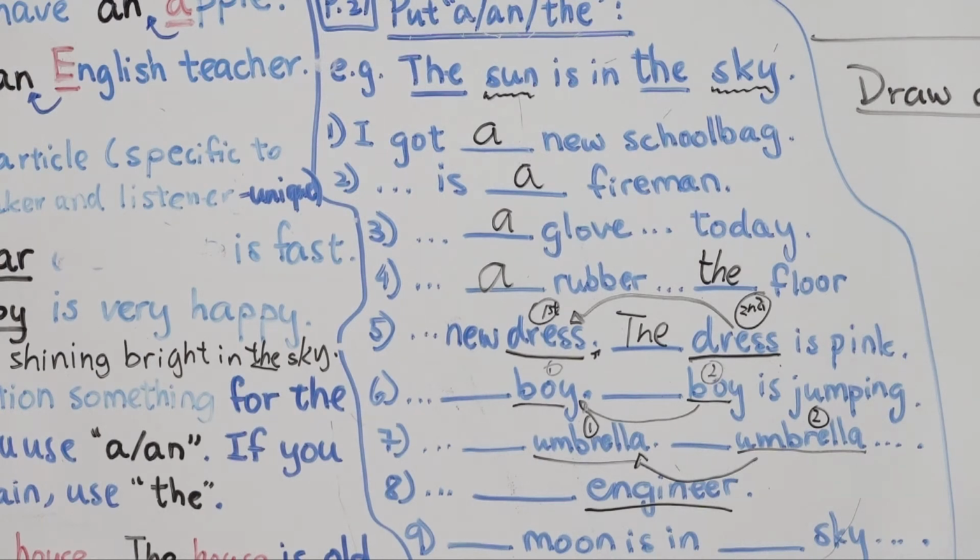Question number 9. Blank moon is in blank sky. Now, here it is where it gets tricky. Moon and sky. How many moons do we have and how many skies do we have? So, are they specific, unique, the one thing that we all know? Or is it generic? It can be any type.